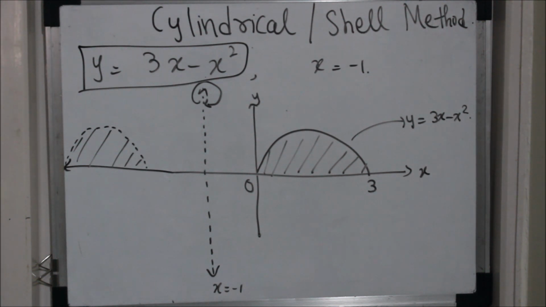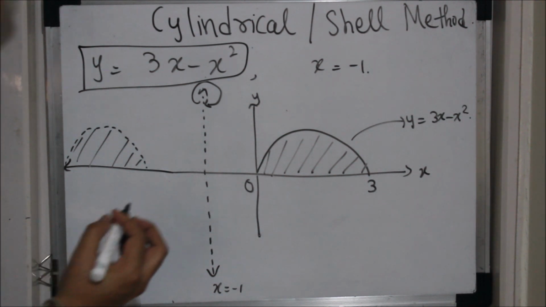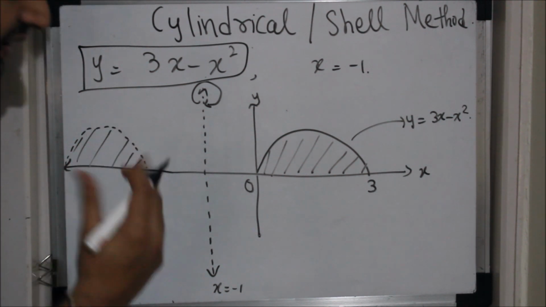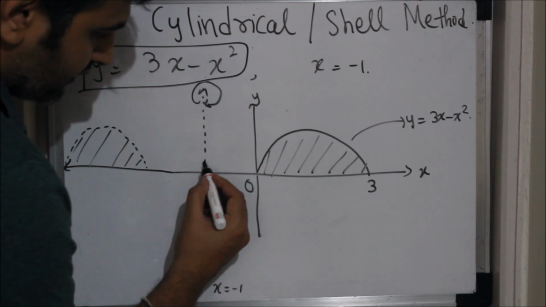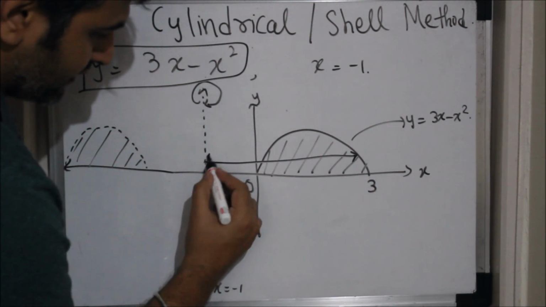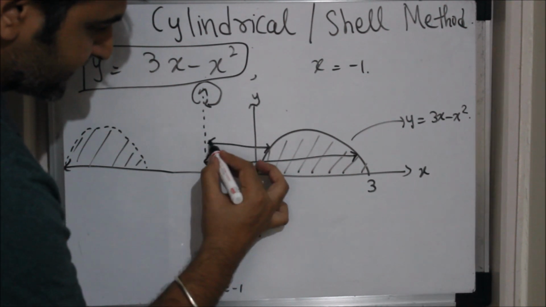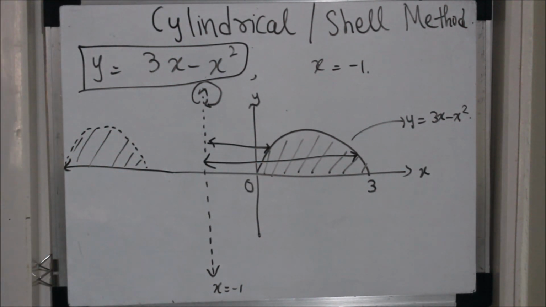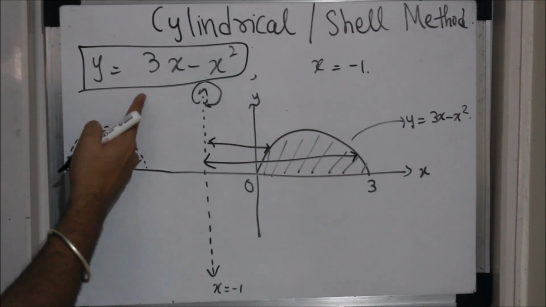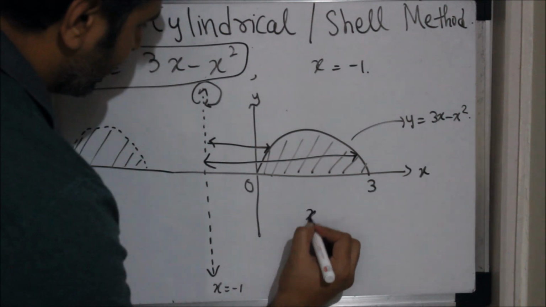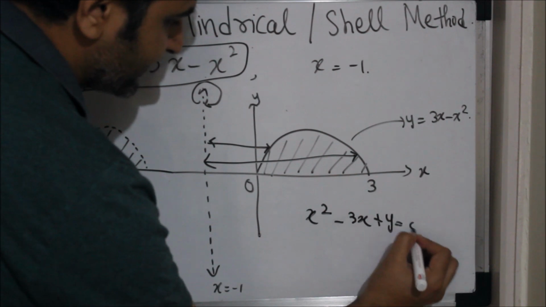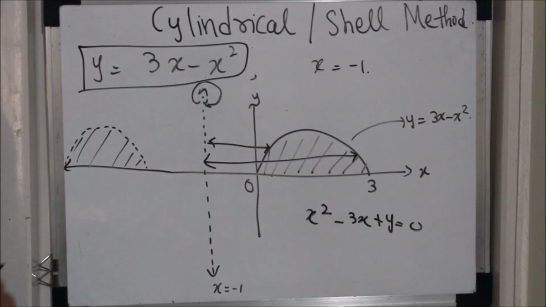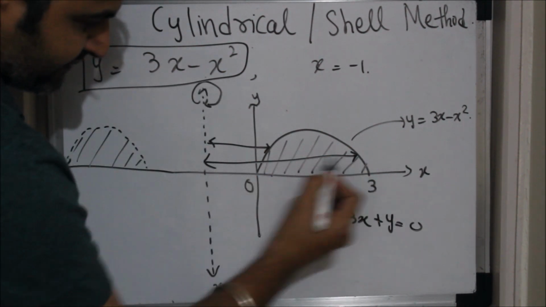But if I try to use the washer method over here, what is the formula? It says pi times bigger radius square minus smaller radius square. So if this is my bigger radius and this is my smaller radius, this is horizontal, meaning x equal to something. To find x, I need to solve this equation. What does this equation imply? x square minus 3x plus y equal to 0. I simply took everything to the left hand side. Since I want to find this radius, my y is fixed.